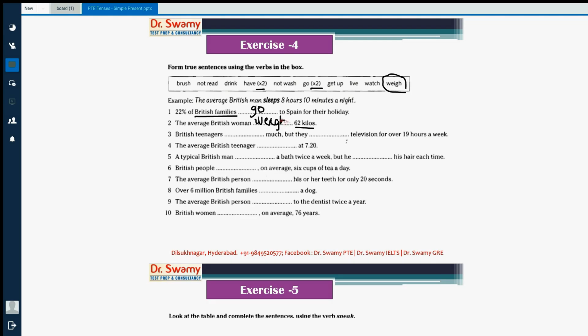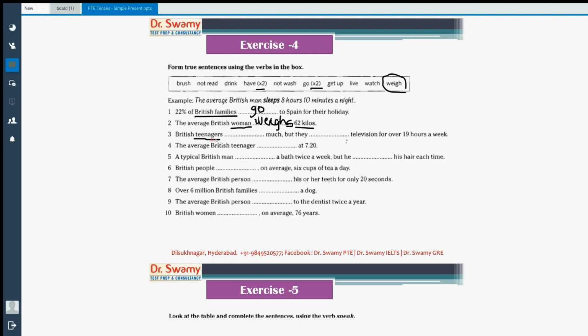Weigh is the verb. But here we are actually talking about a singular woman. That means, though it is used singularly, it represents a broader category of British women. In this case, the structure says that the subject is singular, even though it represents the entire class of British women. So you have to add s to the verb. The average British woman weighs. You have to add s to the verb because it is she.